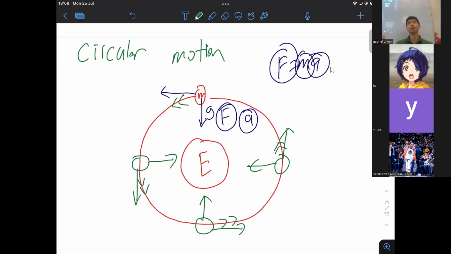Okay. Anyone's got any questions from this part here? Anyone don't understand what I'm talking about? This is free marks, by the way. Everyone must know this. The resultant force is that. Yeah, for sure towards the center of the circle.